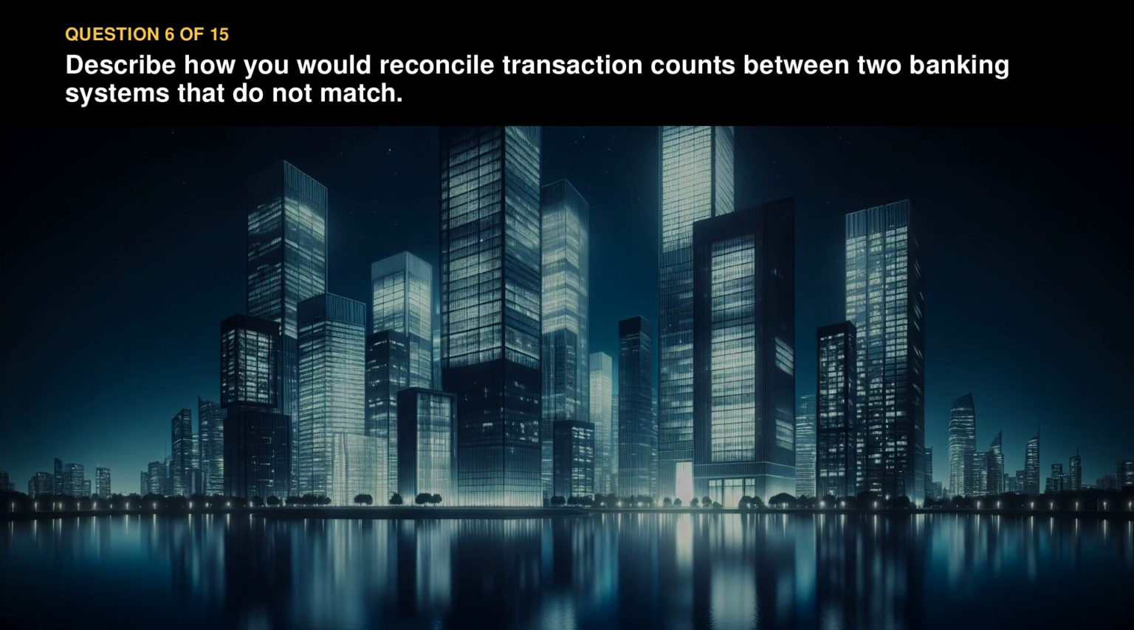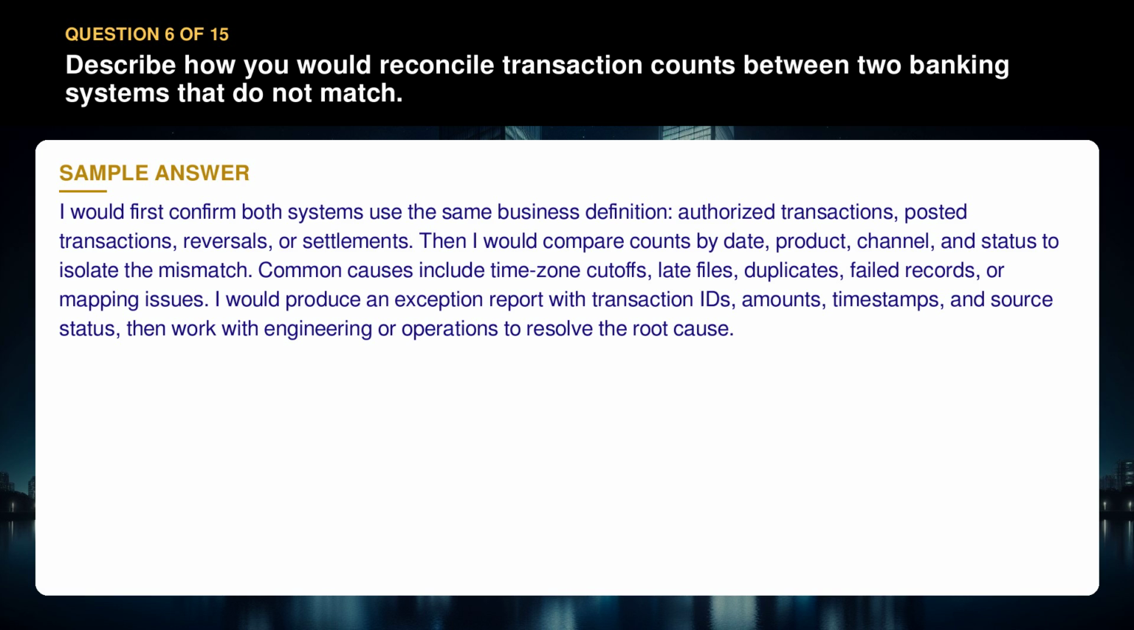Question 6. Describe how you would reconcile transaction counts between two banking systems that do not match. I would first confirm both systems use the same business definition, authorized transactions, posted transactions, reversals, or settlements. Then I would compare counts by date, product, channel, and status to isolate the mismatch. Common causes include time zone cutoffs, late files, duplicates, failed records, or mapping issues. I would produce an exception report with transaction IDs, amounts, timestamps, and source status, then work with engineering or operations to resolve the root cause.